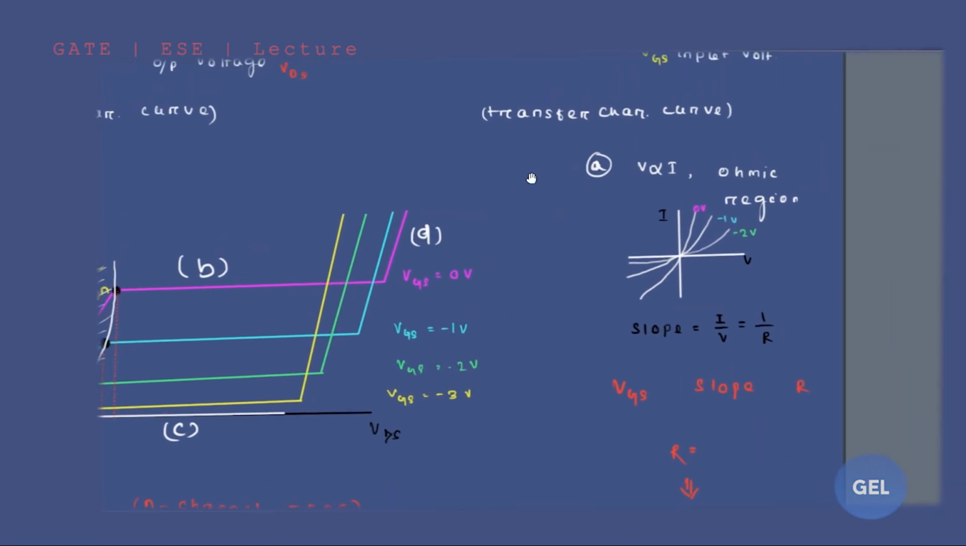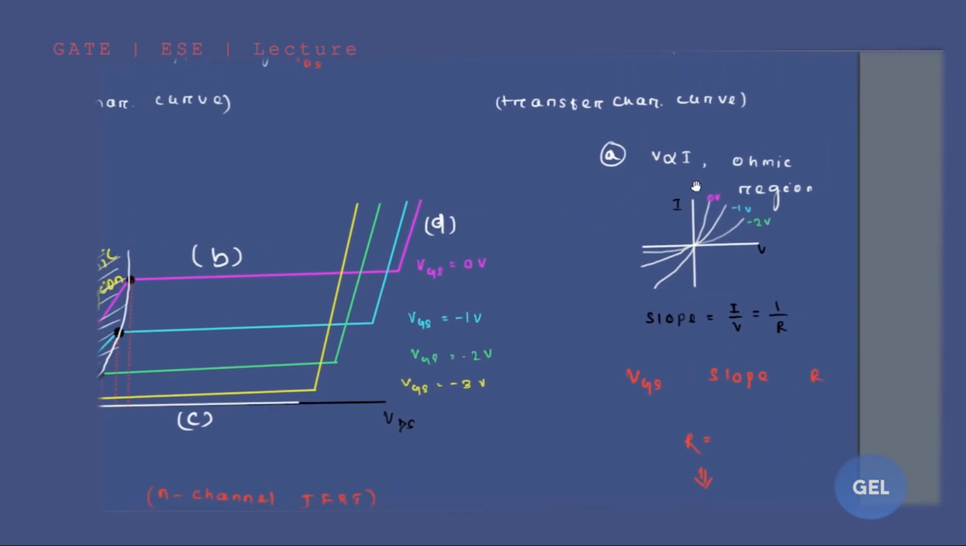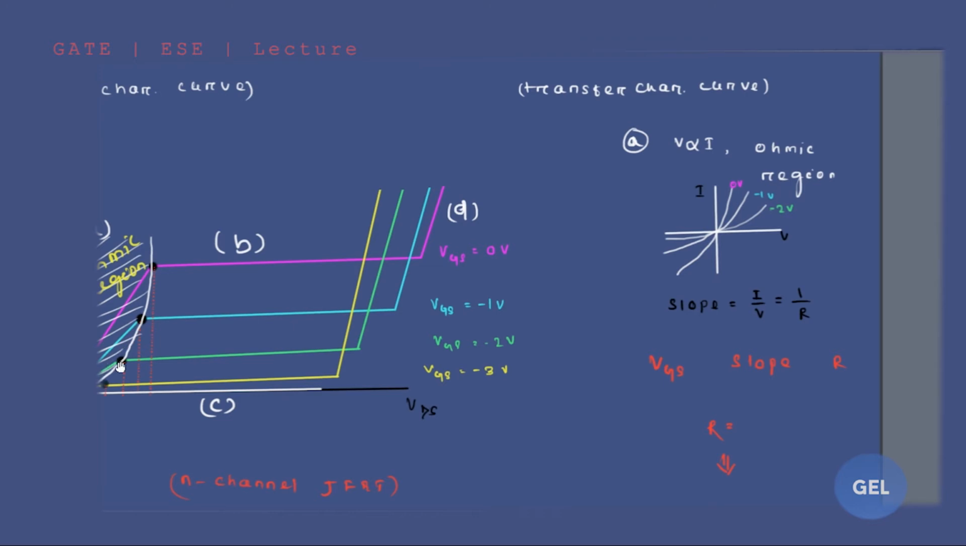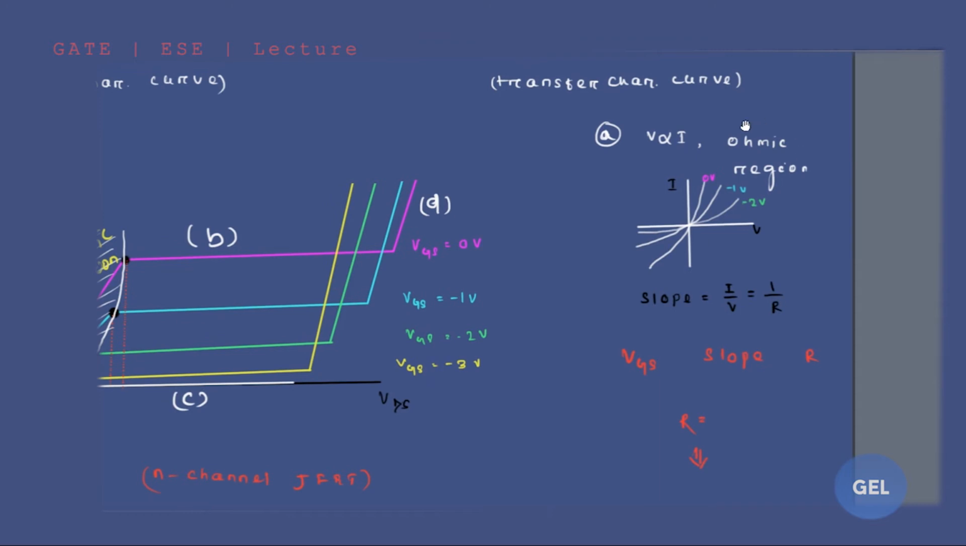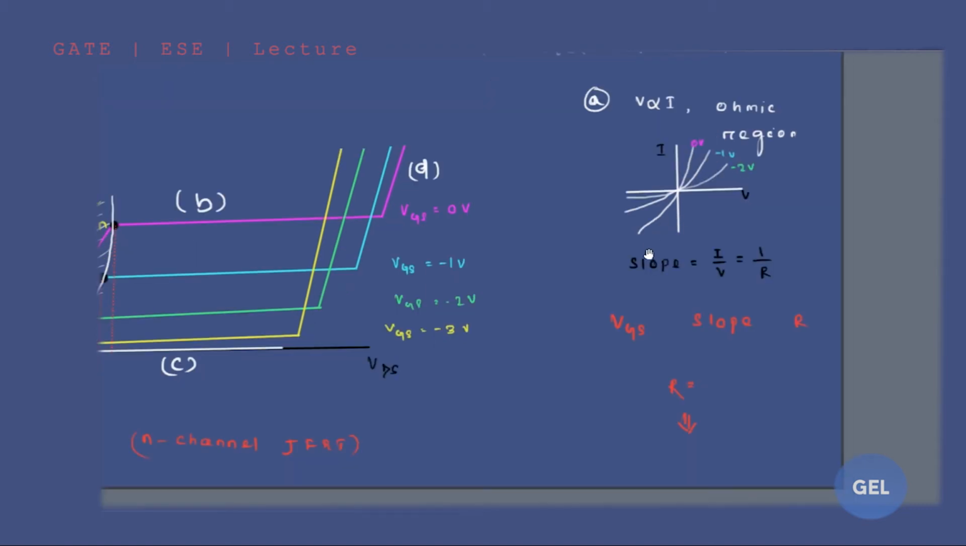Look here carefully. In the output characteristics curve, the locus of the pinch off voltages at different values of VGS will give you the ohmic region. For different values of VGS, you'll get different slopes. So now let's understand this from the VGS point of view. Look here. Slope means Y by X, that means I by V, which we know is 1 by R.